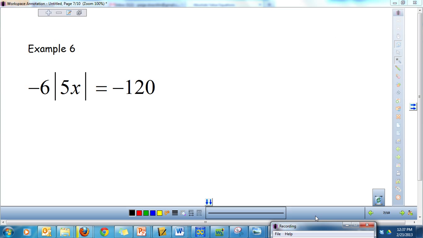We're going to do two more examples. So right here we have negative 6, and we have absolute value of 5x. Now, even though this is touching, this is still something that we need to get rid of. We still need to isolate these bars.